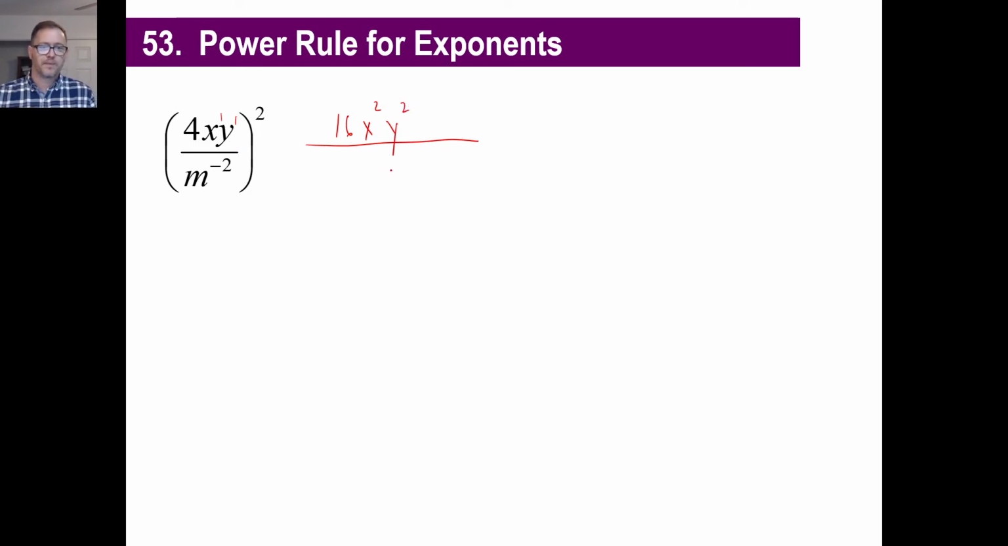Then the bottom, we get m to the negative second squared, which means you just take the m and you multiply. Negative 2 times positive 2 is negative 4. And in your book, they might ask you to write the answer with all exponents positive. Well, fine. Then it just goes way up here and turns into m to the 4th power, if you want to do it that way. All right, here's another one.